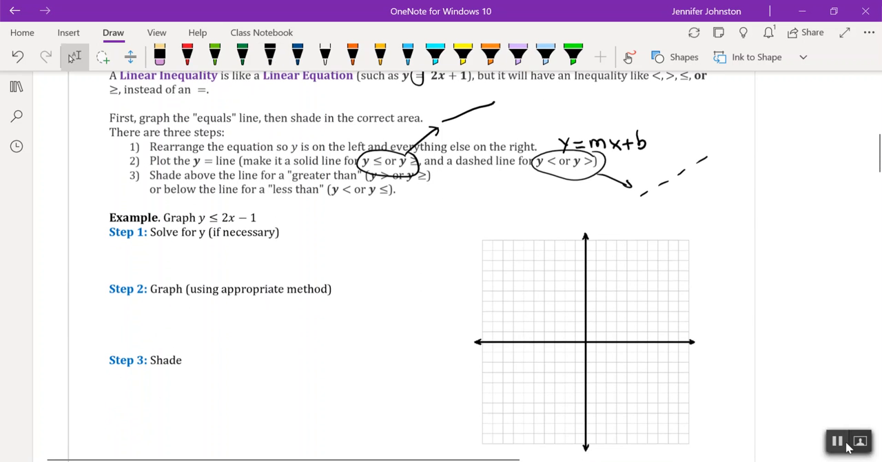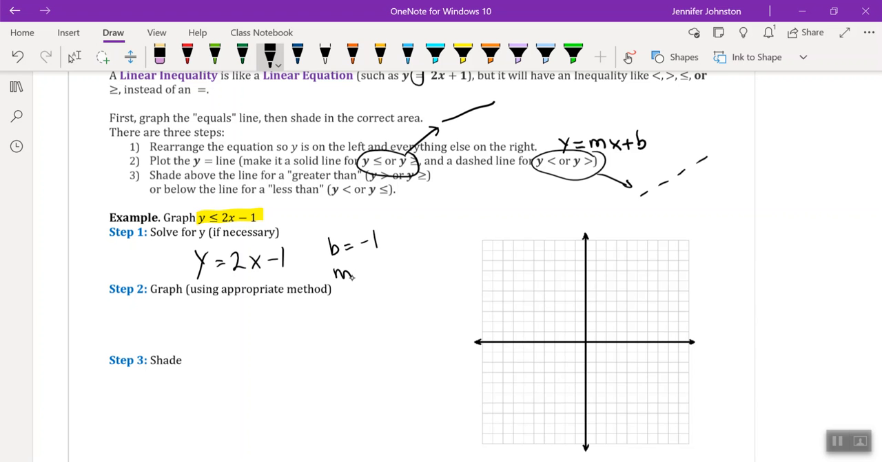Okay, let's go ahead and try this question. We're going to graph y is less than or equal to 2x minus 1. So our first step is to graph y equals 2x minus 1. Let's go ahead and do that. So we have the y-intercept, which is b, is -1, and the slope is 2 over 1. So we're going to graph our starting point at -1. And then we're going to use the slope, rise 2, run 1 to the right, rise 2, run 1 to the right, rise 2, run 1 to the right, to draw our line.